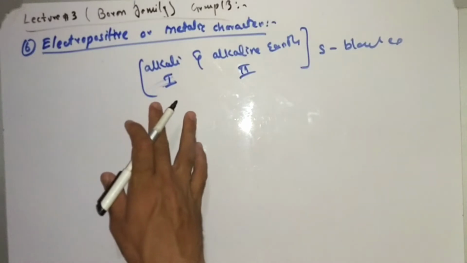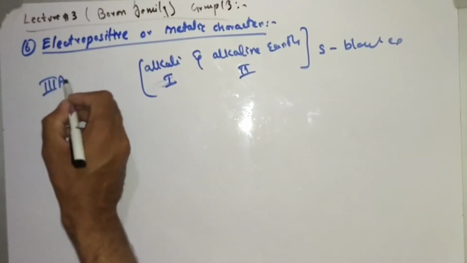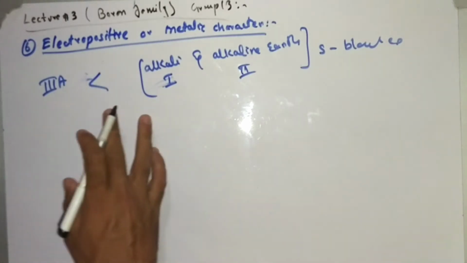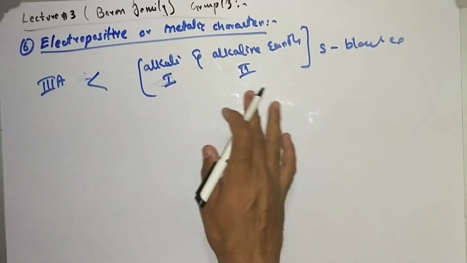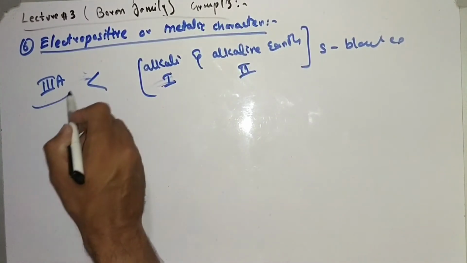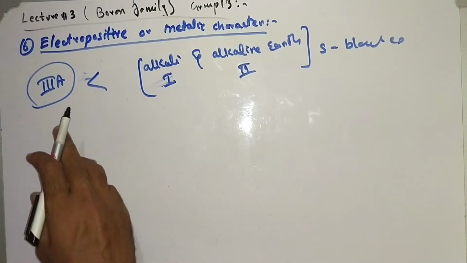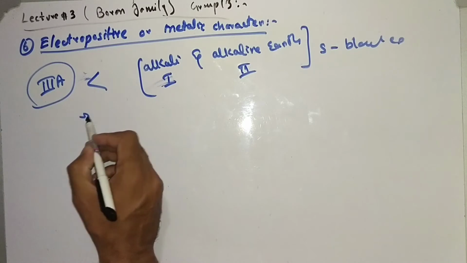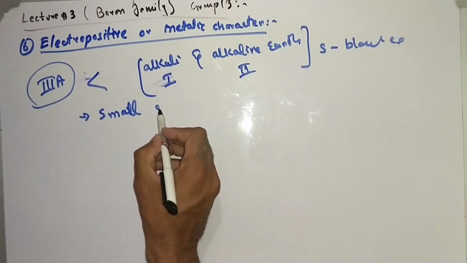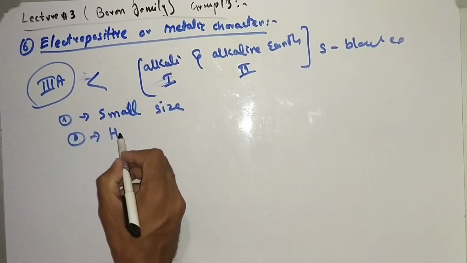What is the reason behind this? Why is the group third A less electropositive, with a lesser metallic character, as compared to the alkaline earth metals and the S block? The reason is, first, small size, and the second reason is high ionization energy.